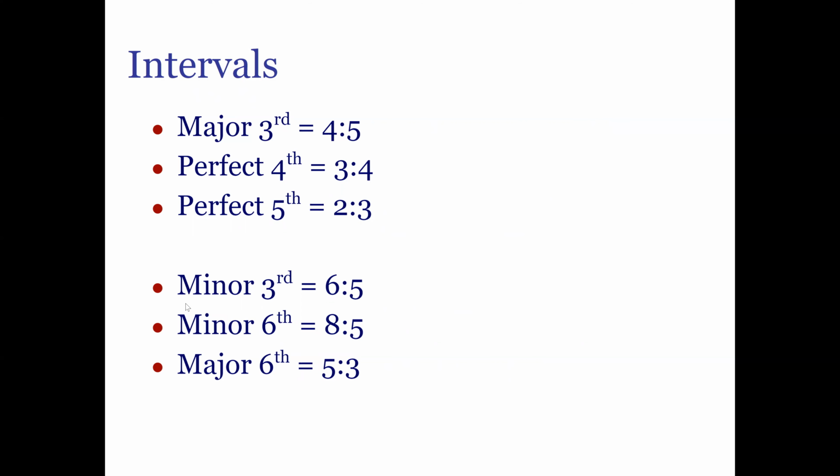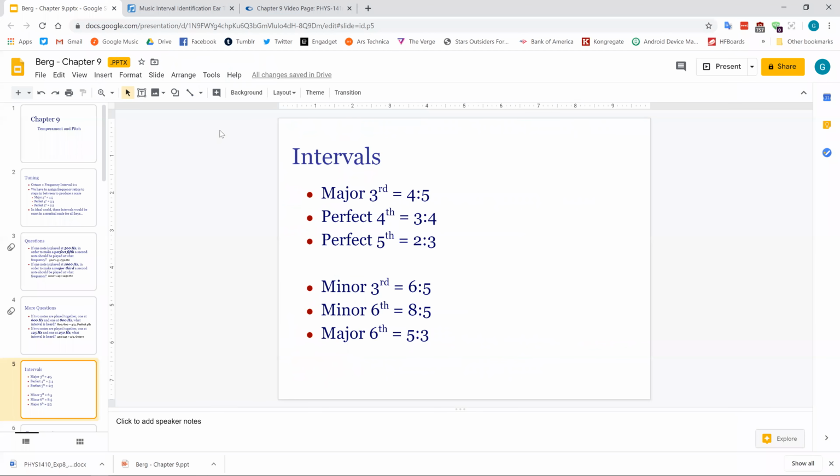Some other intervals, minor third, that's a lowercase m3, is a 6-to-5 ratio. A minor sixth is an 8-to-5 ratio. Major sixth is a 5-to-3 ratio. So let me exit out of this real quick. I'll come back to it in a sec.